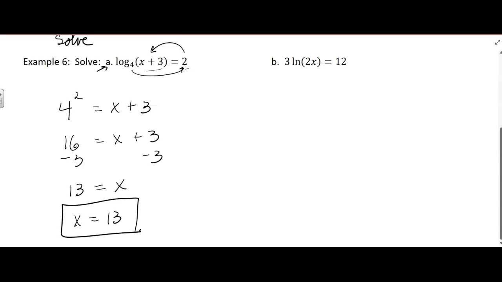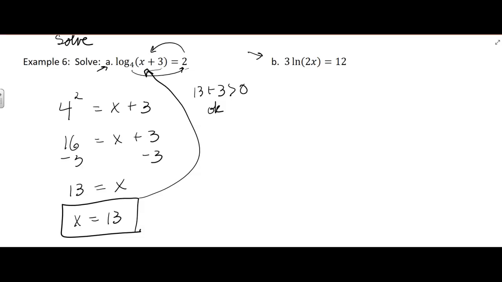And you're done. Whoops, I forgot to check it after I made that big deal too. Okay, so does 13 make that argument negative? What's 13 plus 3? Well, that is greater than 0, so this is okay. This checks out. Okay, great. All right, here's the next problem.